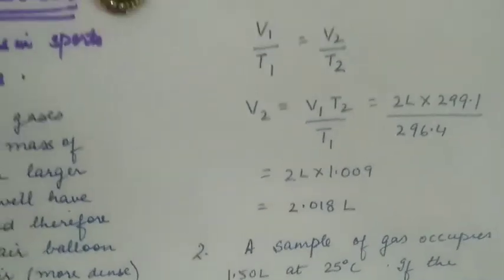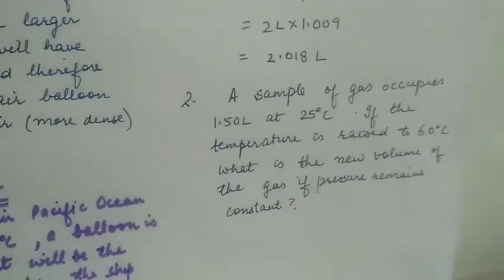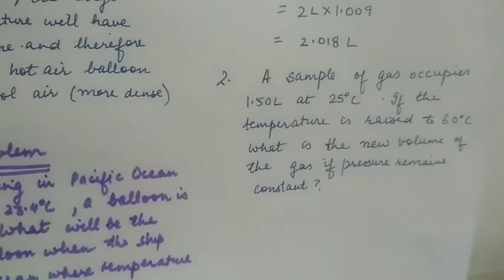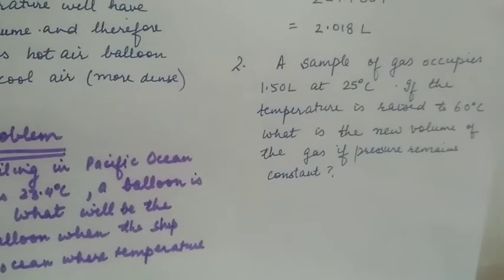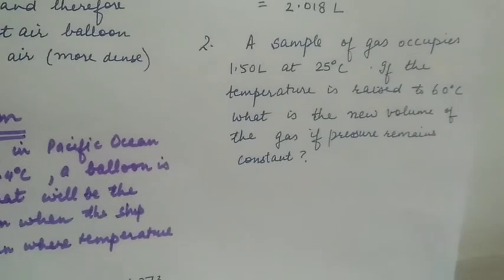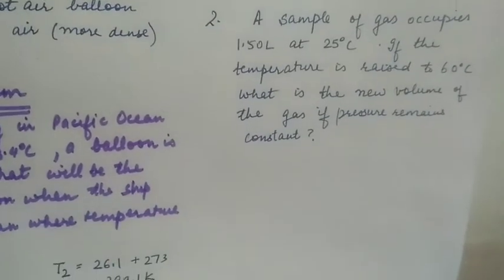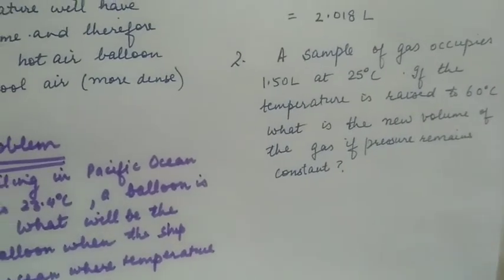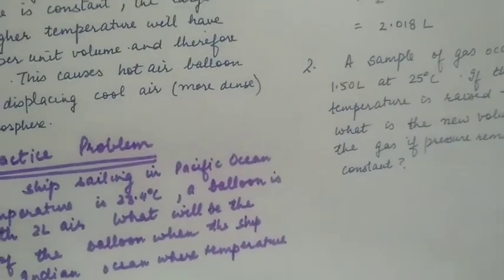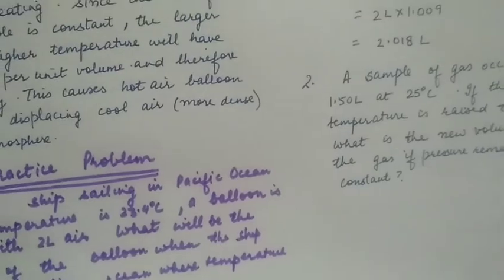So very easy. A sample of gas occupies 1.5 liters at 25 degrees Celsius. If temperature is raised to 60 degrees Celsius, what is the new volume of gas if pressure remains constant? This you solve. This is for you to practice, and please give your answer in the comment box.